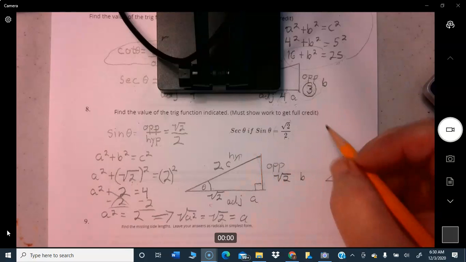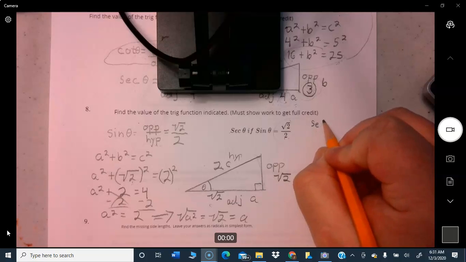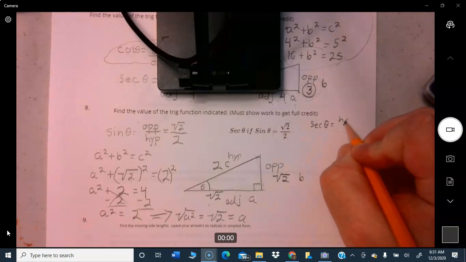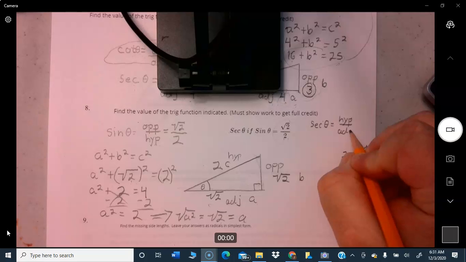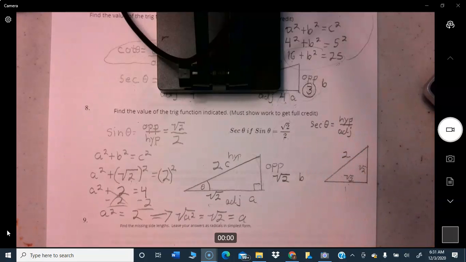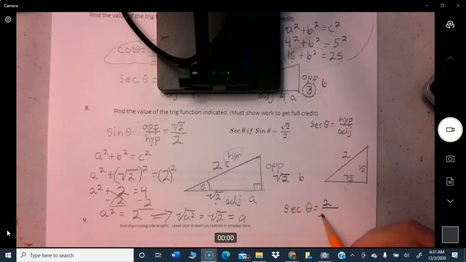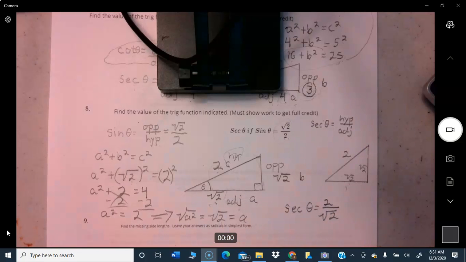So for secant, what did we need? Secant of theta equals, come over here, it's hypotenuse over adjacent. Well, I didn't even need to do all that. Well, yeah, I did, actually. It's hypotenuse over adjacent. It's this over this. So let me write it down here. Secant of theta, which is what they're asking you for, equals hypotenuse, which is 2, over adjacent, which is the square root of 2. And that's the answer to that.